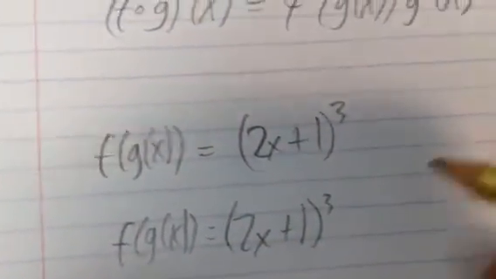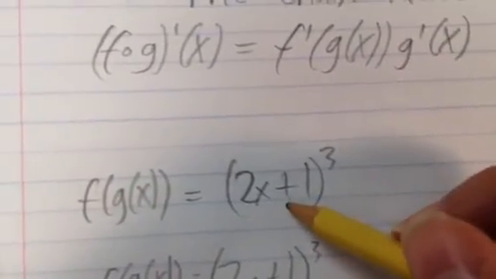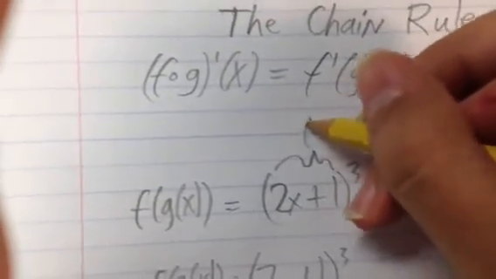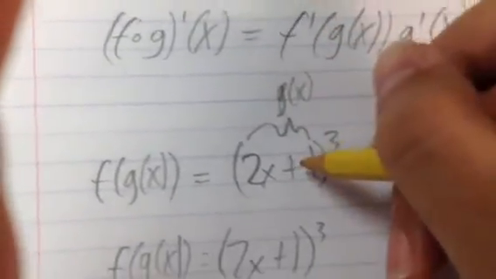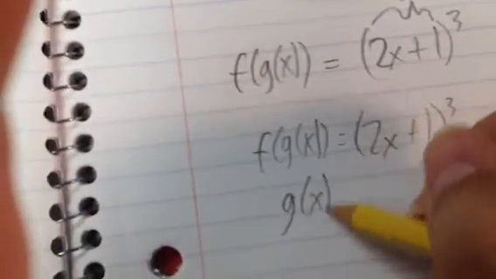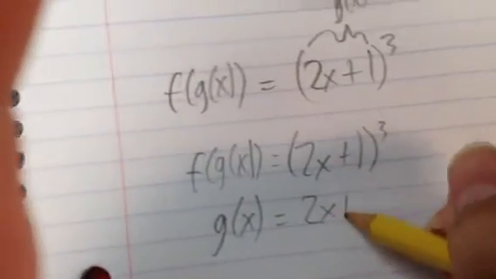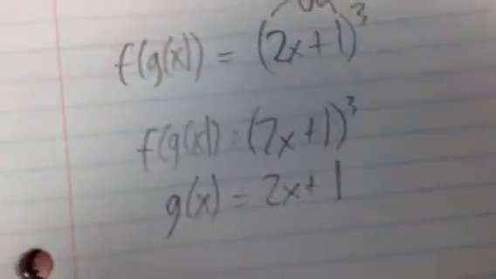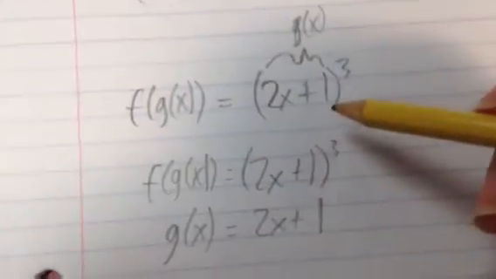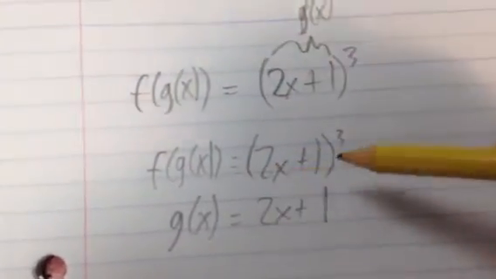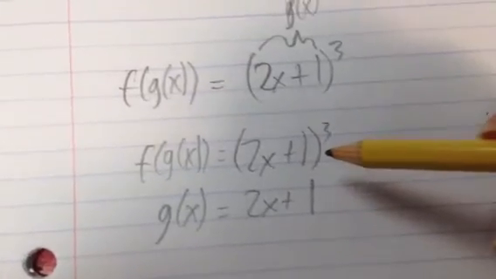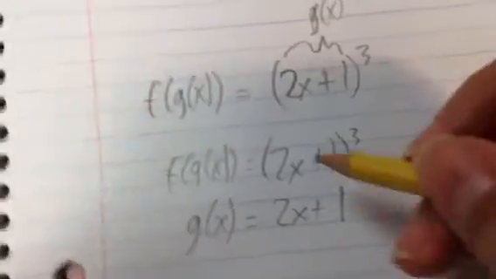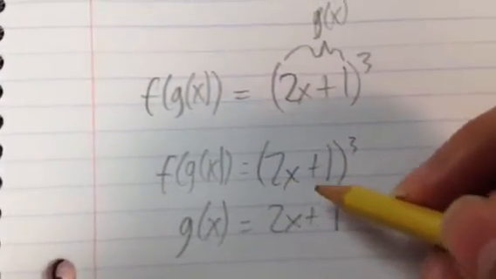Now, our inner function is going to be what's inside here. This is going to be our inner function, g of x. So we're going to write it here. g of x equals 2x plus 1. Now, to find the derivative of the entire function, we have to multiply the derivative of the outer function times the derivative of the inner function, which is g prime of x. So, what would our derivative of f of g of x be?